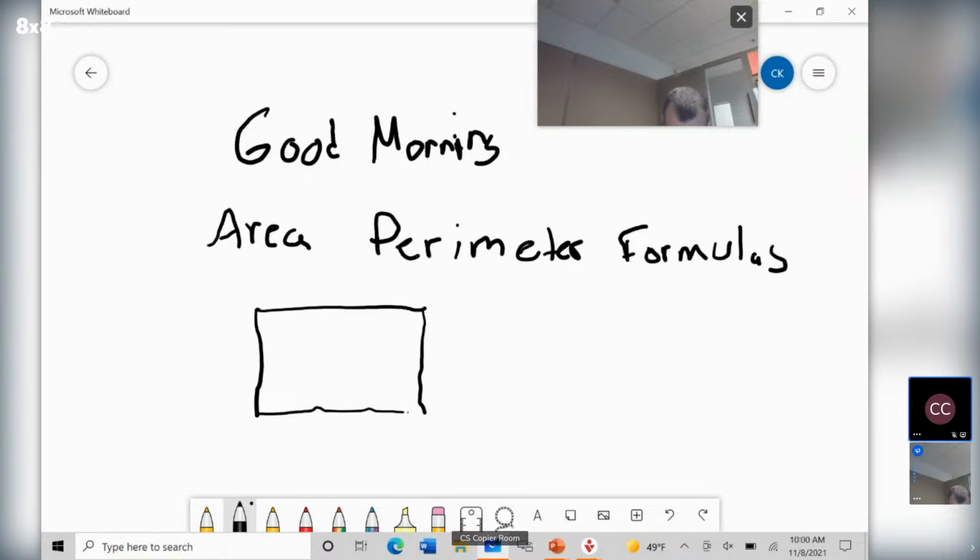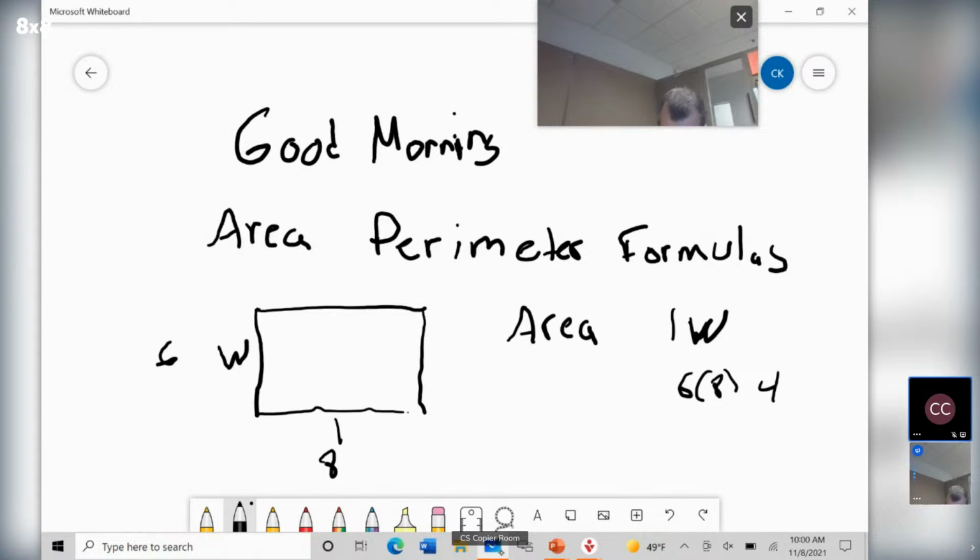So for the rectangle, we're going to use W for width and L for length. So the area formula for this is going to be length times width. Okay, so if the width in here was like 6 and the length would be 8, the area would be just 6 times 8, and it'd be 48.